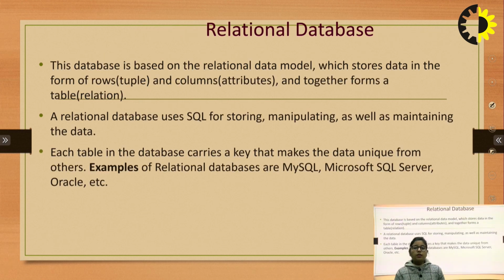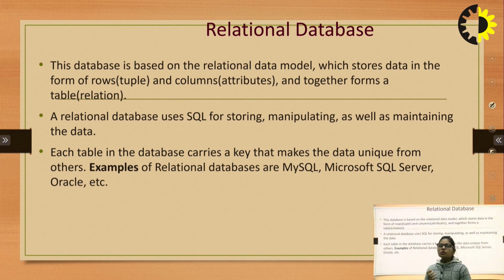Now, next is the relational database. What is a relational database? Our data is stored in the form of tables, rows and columns. This is called a relational database system. The database is based on the relational data model, which stores data in the form of rows, called tuples, and columns, called attributes, which together form a table. That's why it is called a relational database.